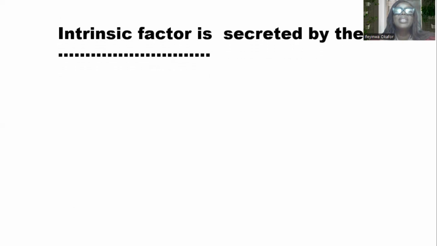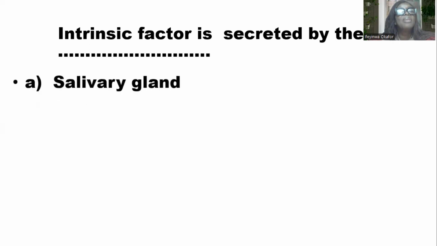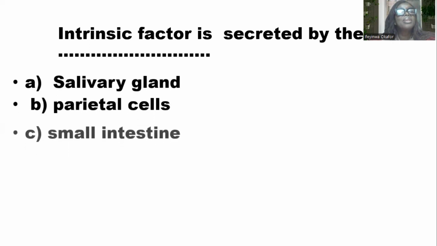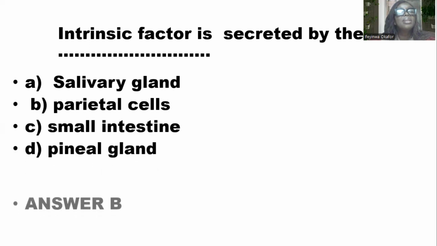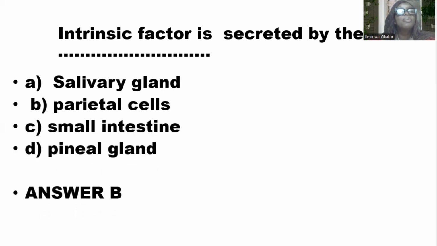Intrinsic factor is secreted by we have salivary gland, parietal cells, small intestine, pineal gland, and the answer is B, parietal cells. The intrinsic factor is secreted by the parietal cells of the stomach.